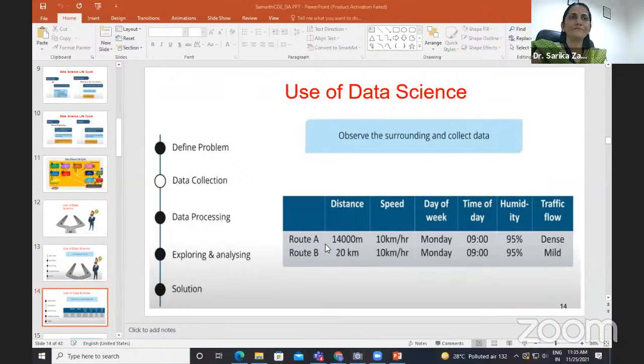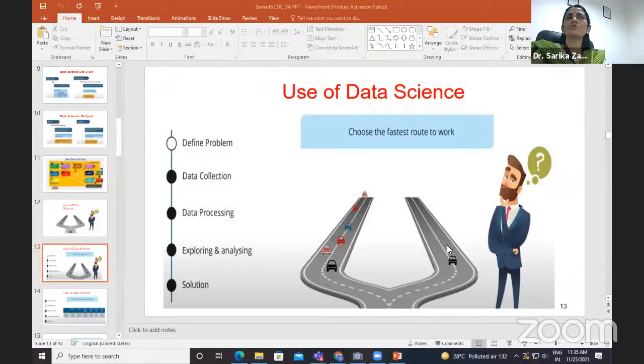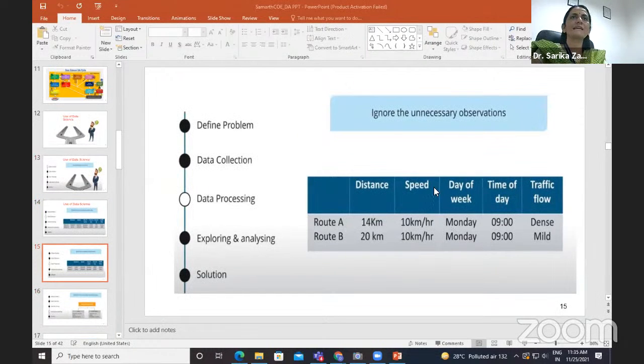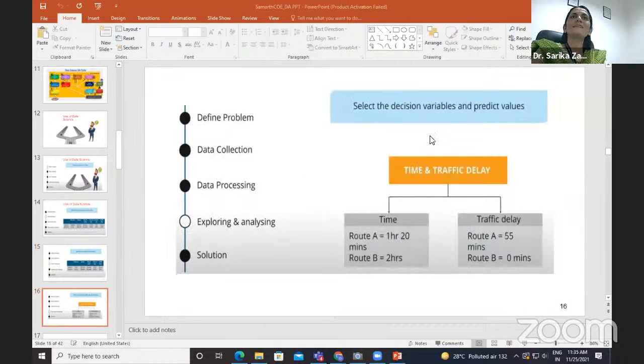Second phase is what? Route A, route B. Suppose he wants to go somewhere. Second phase is that he has collected the data. What if this is something like this data? Now, we can see that we ignore the unnecessary observations. That's why I told you to pre-process that particular data, that comes here, right? Now, select the decision variables. That is nothing but to identify the variables on which I am going to work.